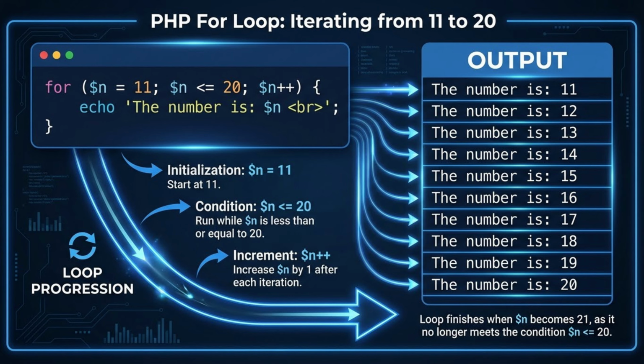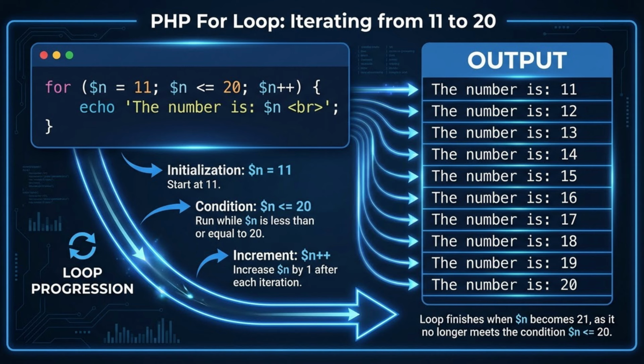The list on the right side of the image shows the entire output generated by the loop, starting from 11 and ending at 20. This neatly demonstrates how predictable and controlled the for loop is, perfect for tasks where the number of repetitions is known in advance. Overall, this visualization clearly shows how initialization, condition checking, execution, and increment work together to form a complete for loop cycle in PHP.